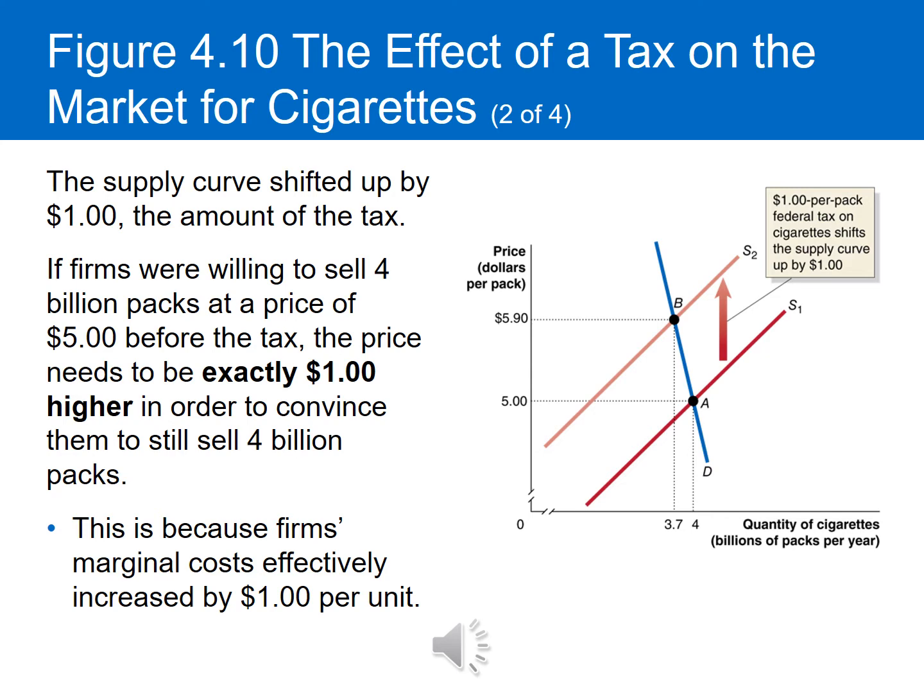If firms are willing to sell 4 billion packs at the price of $5 before the tax, the price needs to be exactly $1 higher in order to convince them to sell 4 billion packs. This is because firms' marginal costs have effectively increased by $1 per unit because of this tax that has been added.